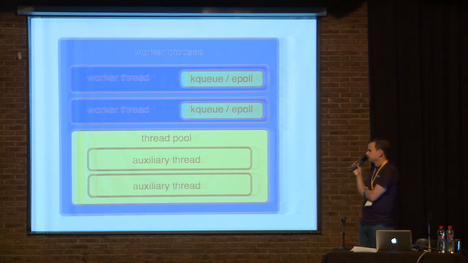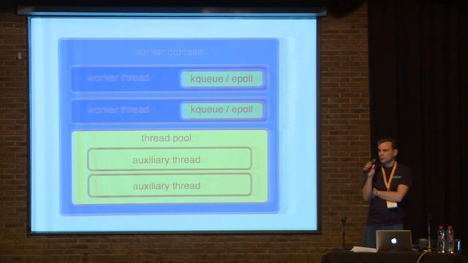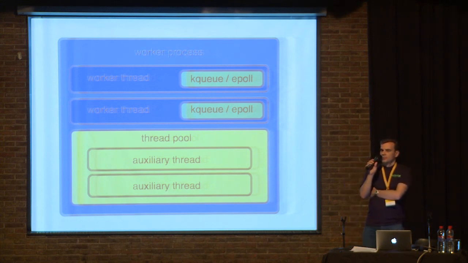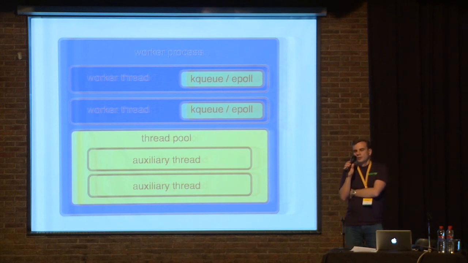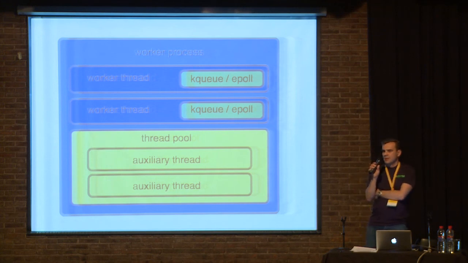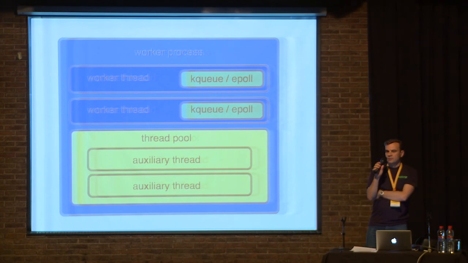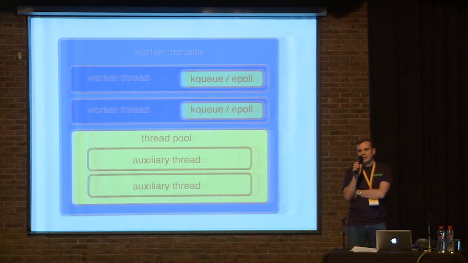So a worker process can run several worker threads. Each such thread has its own epoll or kqueue notification facility, and connections never migrate between these worker threads. The connections can be passed to an auxiliary thread, but auxiliary threads will return the connection to the same worker thread that initiated this task.